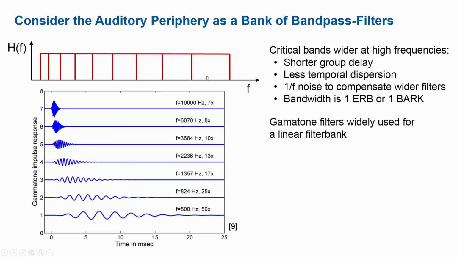Also, when your filters are wider, and if you had a wide noise, then there will be more energy falling into the high frequency filters than into the low frequency filters. So for measurements, we often use 1/f noise or pink noise, which will then approximate to compensate for that increase in the bandwidth. So in short, using a range of bandpass filters that are more or less overlapping, and those bandpass filters have a width of 1 ERB or 1 Bark, so basically 1 critical band wide, we can model the auditory system as a bank of bandpass filters.